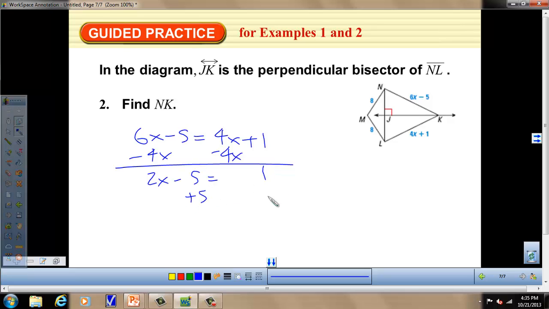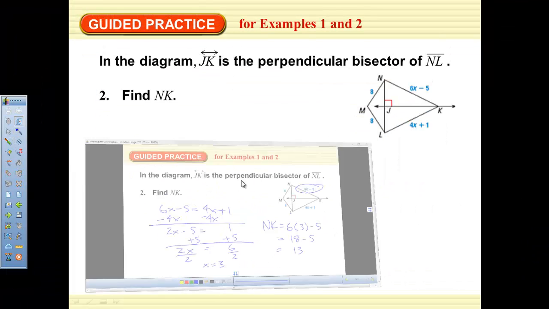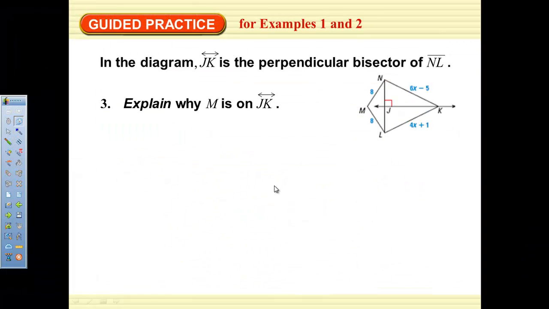Adding 5 to both sides, we get 2x is equal to 6, and dividing both sides by 2, x equals 3. So now we take that and we plug it into NK here. So NK is equal to 6 times 3 minus 5. So we get 18 minus 5, which equals 13. So we get 13 there.